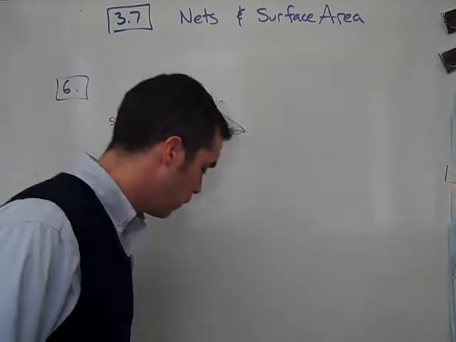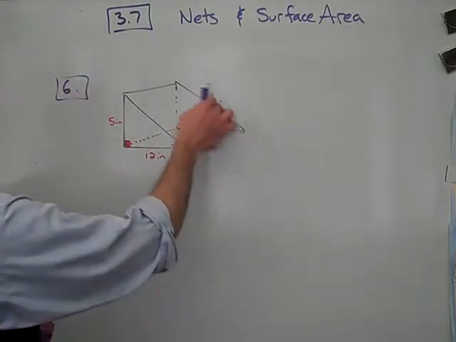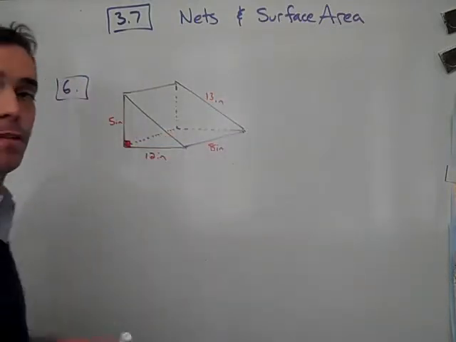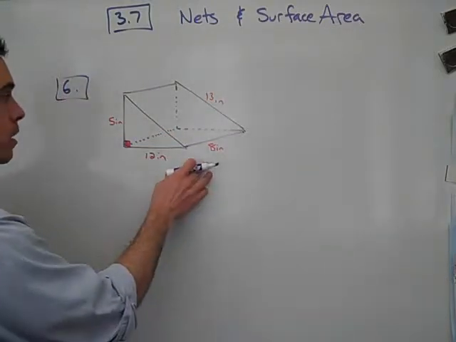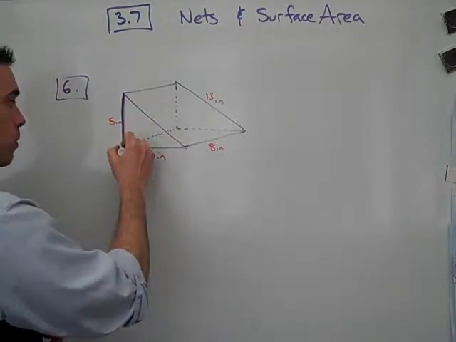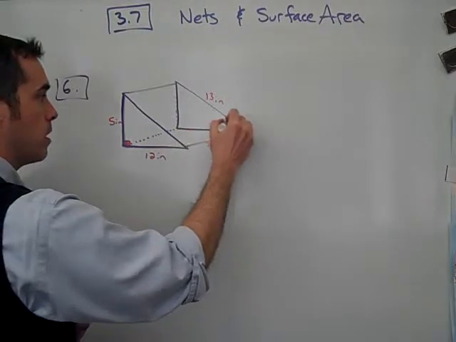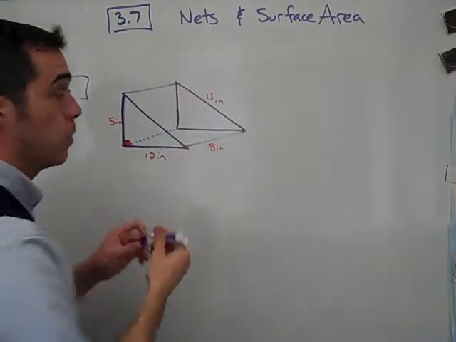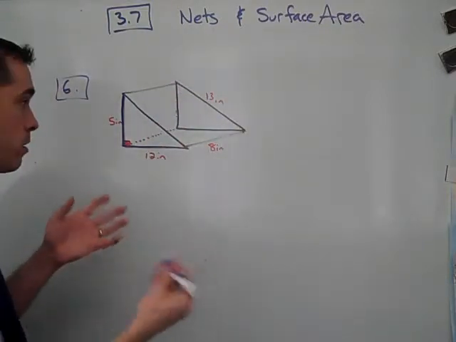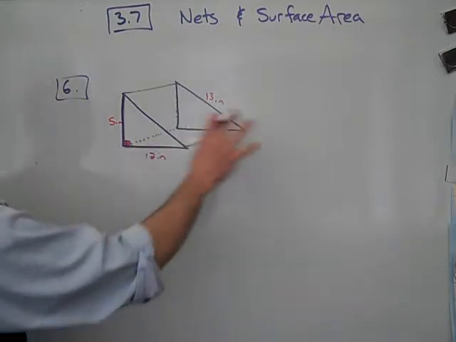So here's problem number 1 from your homework. It is to create a net and then find the surface area of this triangular prism. I know it's a triangular prism because it has 2 congruent parallel bases. So it's a prism, and the bases are triangles, triangular prism. So I'm going to begin by drawing a net.